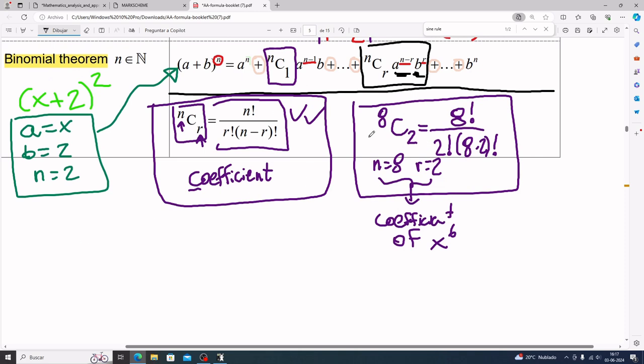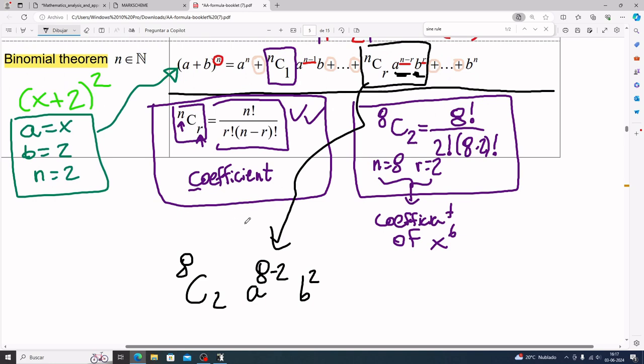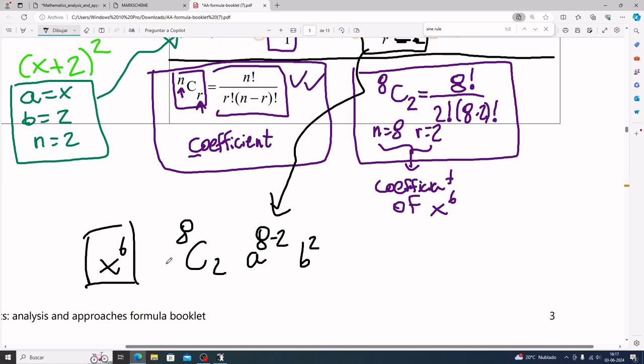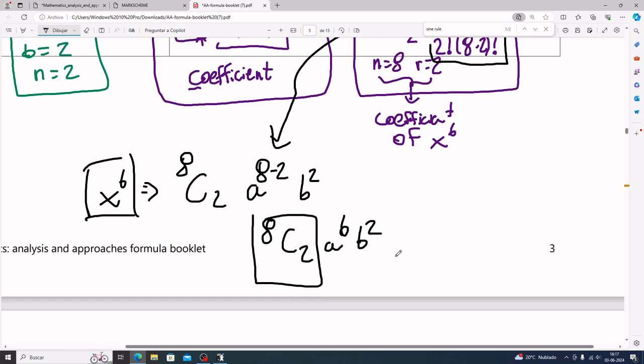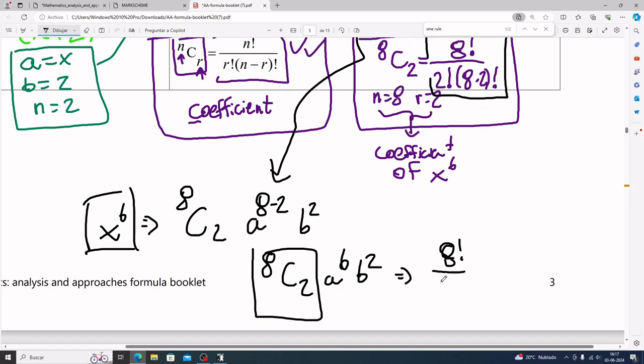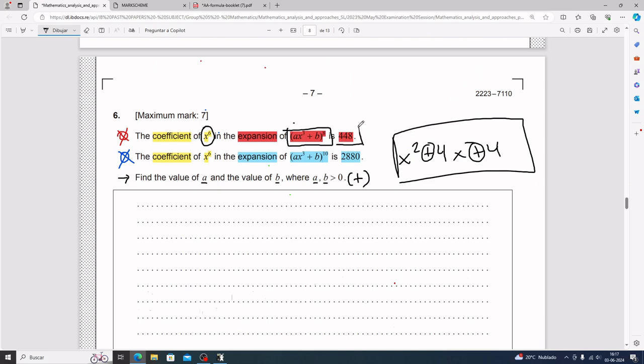And so on the one hand, if you plug this in, you're going to have the c8 and the 2, so the coefficient of x to the power of 6, and also an a to the power of 8 minus 2 and a b to the power of 2, right? And so if you plug all of this in, thinking in the coefficient of x to the power of 6, you're going to end up with this times a to the power of 6 times b to the power of 2. Now you just found what this is from the formula on the bottom, right? And so you end up with 8 factorial divided by 2 factorial times 6 factorial, times a to the power of 6 times b squared. And all of this is going to be equal to 448, all right?